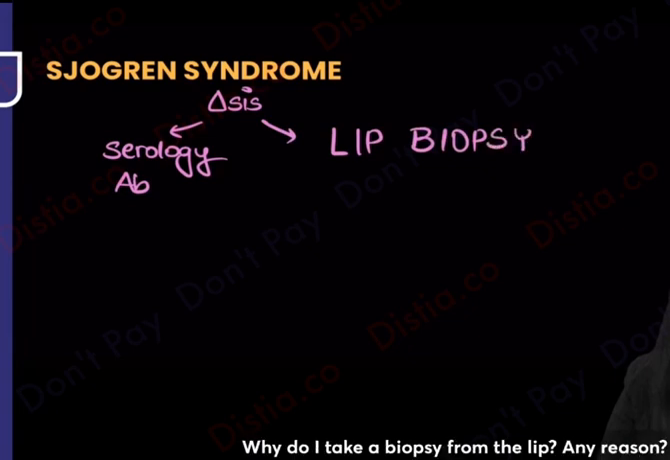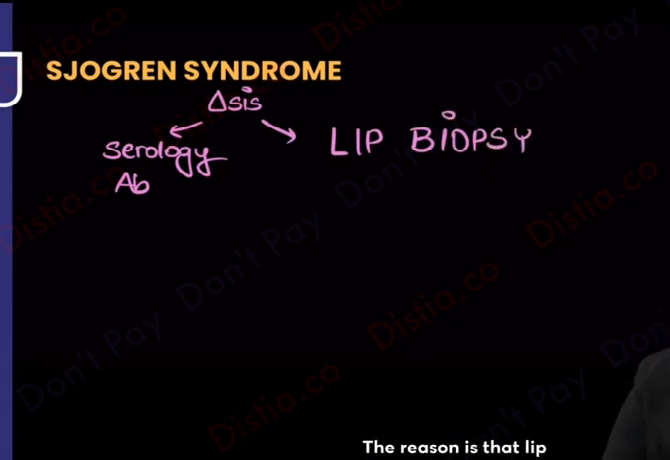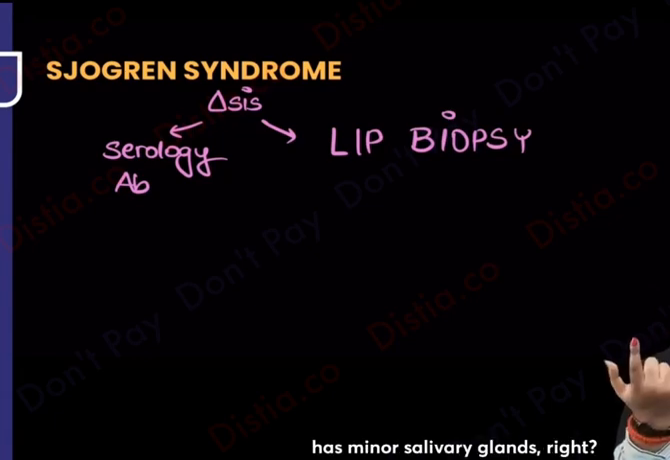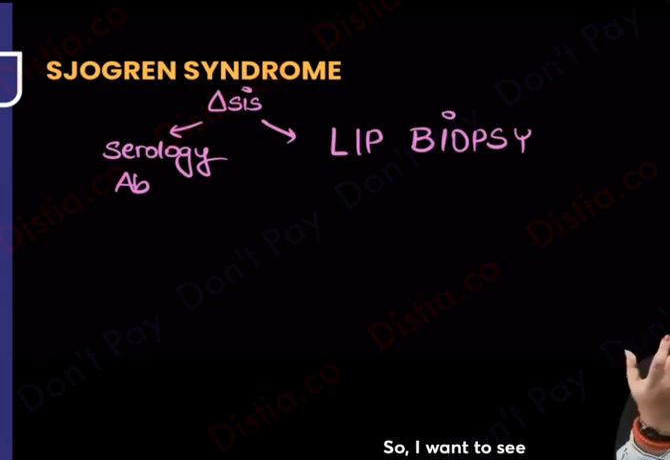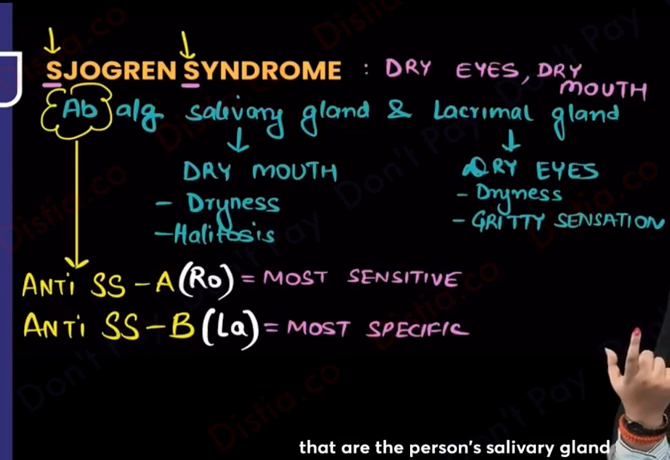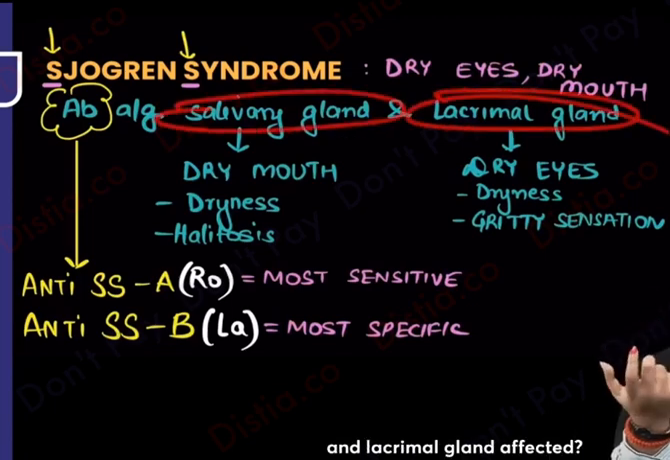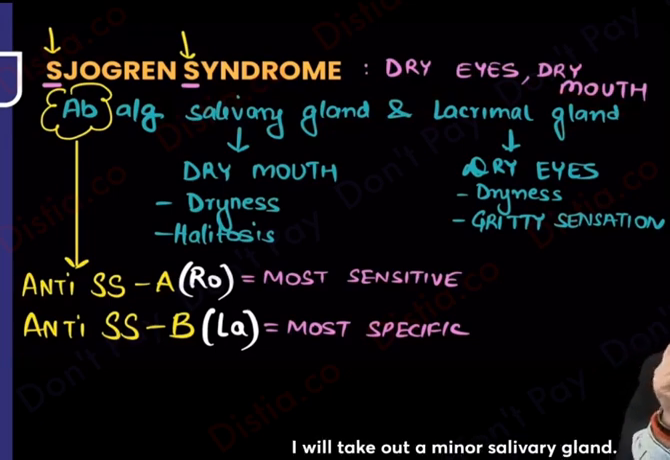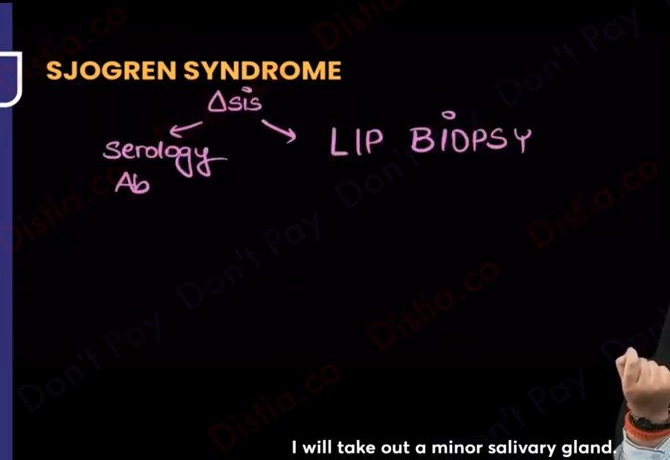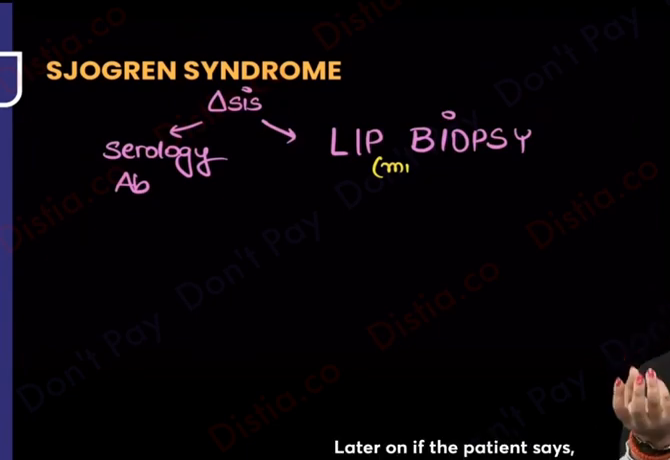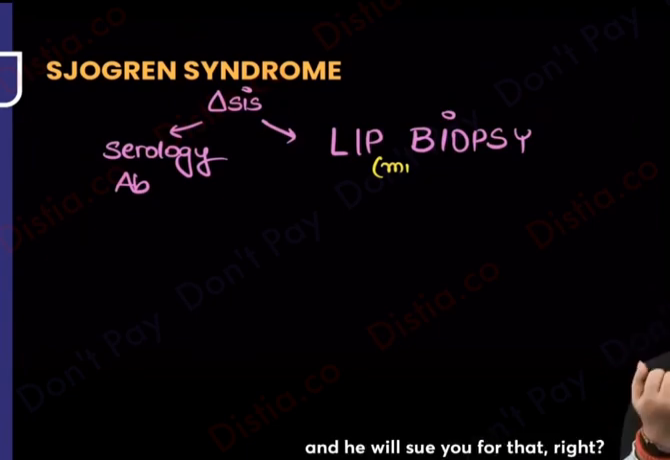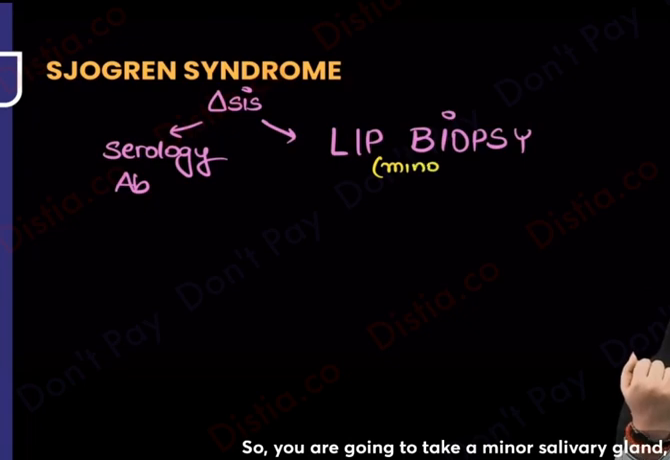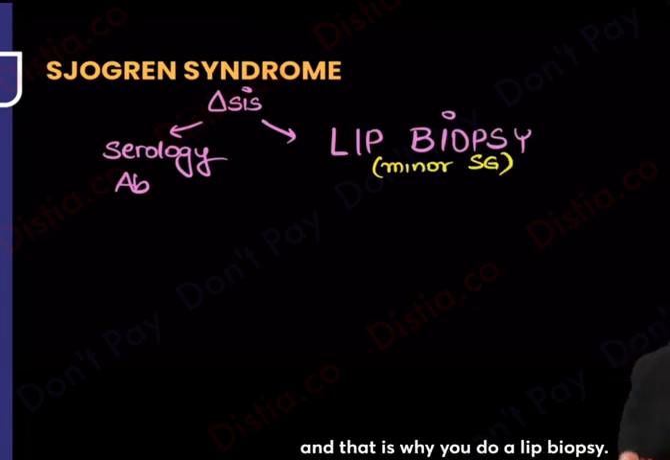Why do I take a biopsy from the lip? Any reason? The reason is that lip has minor salivary glands, right? So I want to see whether the person's salivary gland and lacrimal gland are affected. I can't take out the entire lacrimal gland or the entire salivary parotid. I will take out a minor salivary gland. You can't take out the entire parotid. Later on, if the patient says, I don't have Sjogren, then he'll sue you for that, right? So you're going to take a minor salivary gland, and that is why you do a lip biopsy.